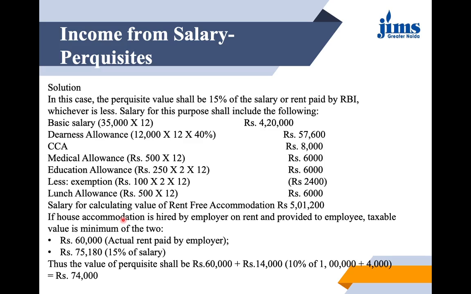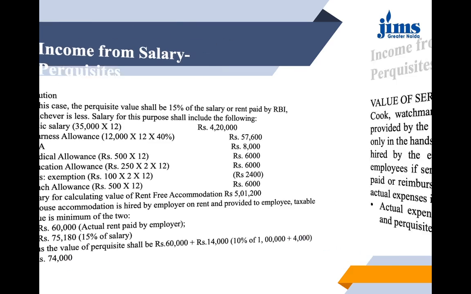Now, if the house accommodation is hired by the employer on rent and it is provided to the employee, then the taxable value is the minimum of the two. That is 60,000, which is the actual rent paid by the employer, or 75,150, that is 15% of the salary. Whichever is minimum of these two will be the taxable value. So thus the value of perquisite here shall be rupees 60,000 plus 14,000, that is 10% of 1 lakh plus the 4,000. So that will come out as 74,000.